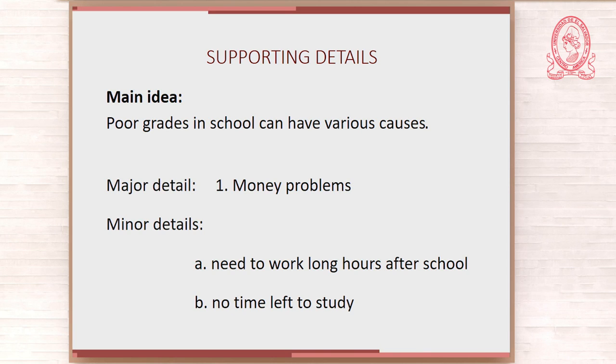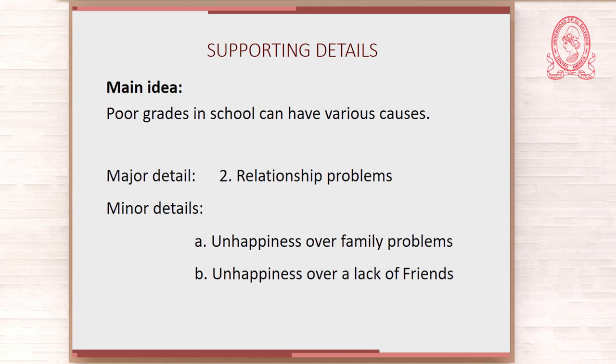For the major detail, we have that is money problems. And the minor details are two. Letter A, need to work long hours after school, and letter B, no time left to study. We also have a second major detail, which is relationship problems. For this major detail, there are two minor details in that paragraph. Letter A, unhappiness over family problems, and letter B, unhappiness over a lack of friends.